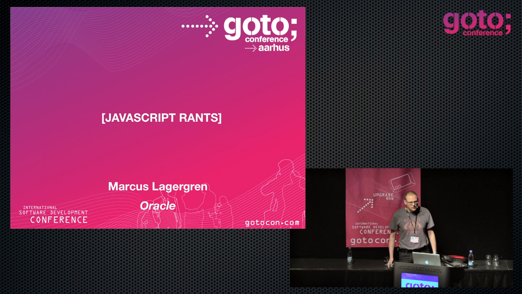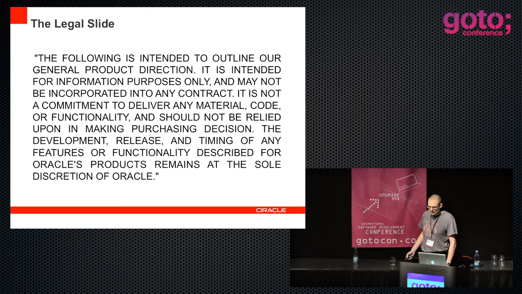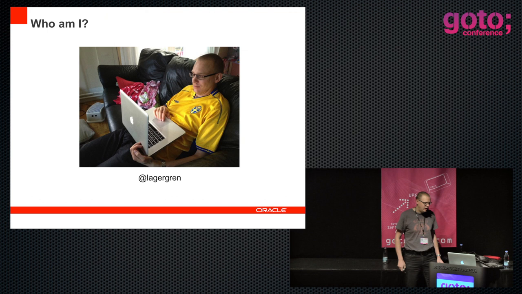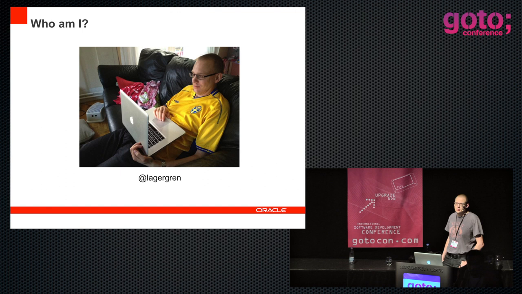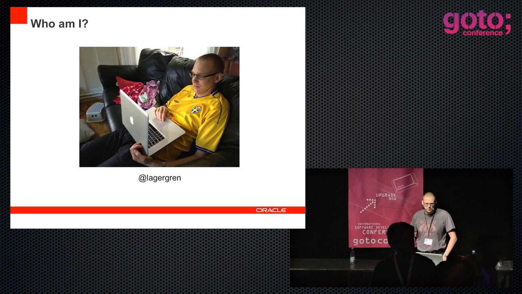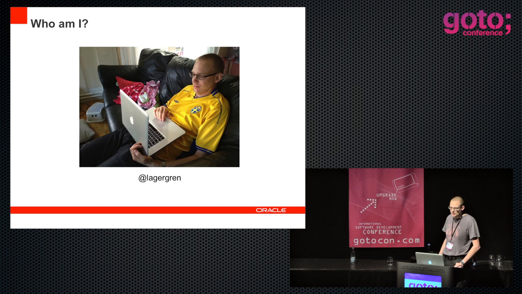I work for Oracle, telltale slide there, legal. My name is Marcus Lagergren. You can follow me on Twitter as Lagergren. And I am originally one of the JRockit guys who was the co-generator architect for the JRockit machine for a long time. And after adventures back and forth, I ended up in the Java language team at Oracle in 2011, where I've been working on dynamic languages ever since.